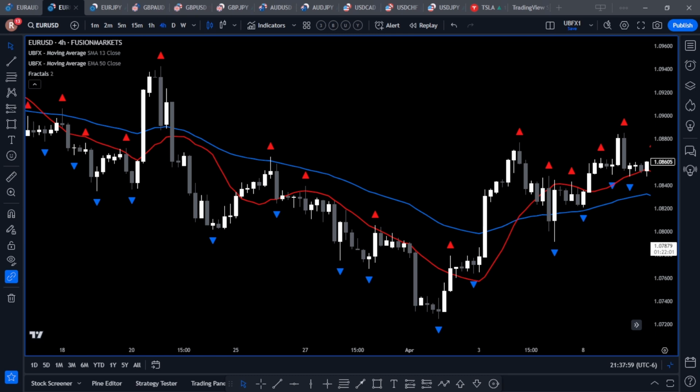Now again, this is something that almost no trader is aware of. Nobody that I talk to knows that this even exists, knows that this is even a thing. So I'm really happy that I'm able to bring this to you.